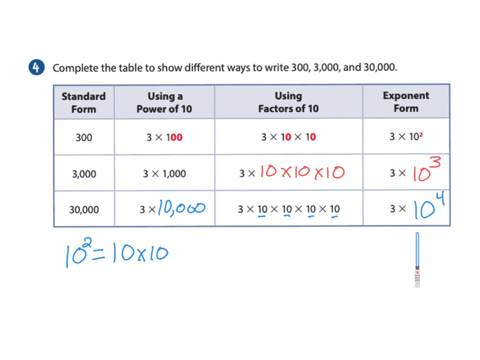10 to the fourth power times 3, that's a 3 with 1, 2, 3, 4 zeros. 10 to the third power times 3, that's a 3 with 1, 2, 3 zeros. Well, 10 to the second power times 3, 3 with 2 zeros.